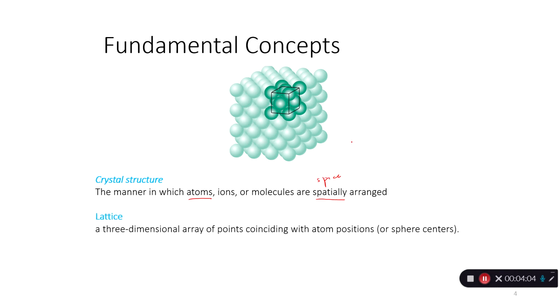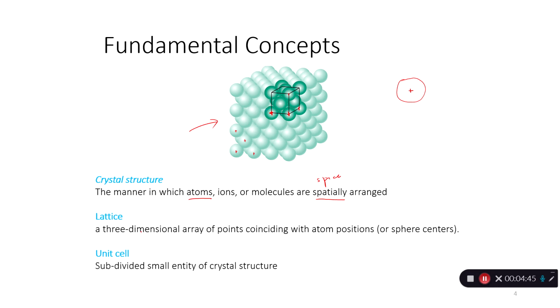Then here we have something called a lattice. A lattice is a 3D array. This is basically a lattice. It's an array of points coinciding with atom positions. If this is an atom, this is the center, so these points are going to coincide with the lattice. You're going to see this better in the next slides, and also in the supplementary videos that I have for you. Look at this square. You can see that it is coinciding at the center of the atom. This is what it means.